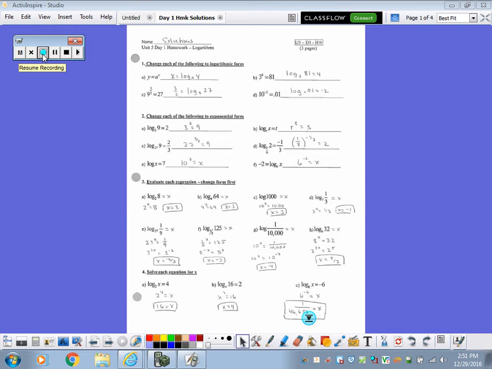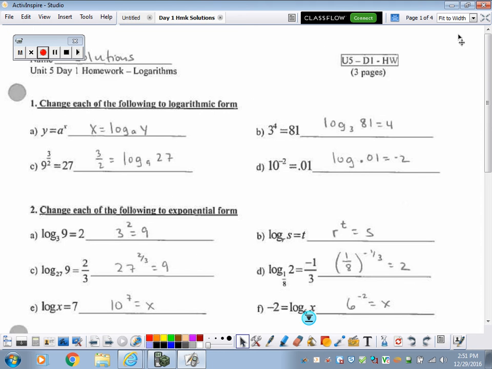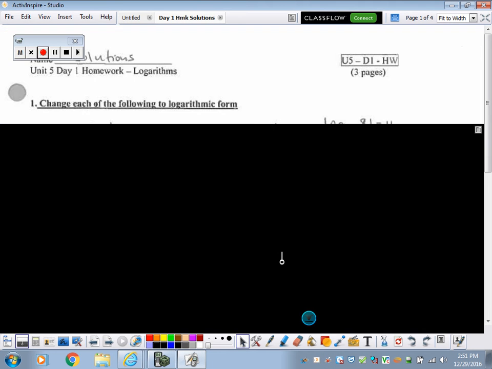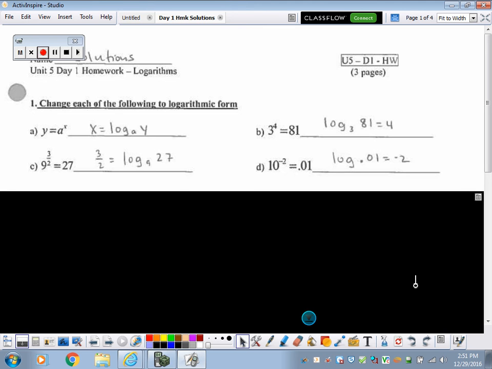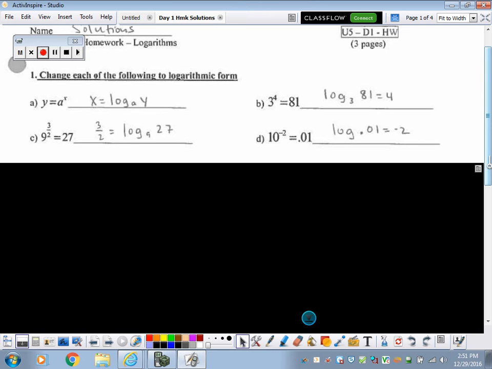Okay, we're going to go over the day 1 homework. So take out your day 1 homework and we'll go over the answers. In the first part, we're going to change each of the following to logarithmic form, given the exponential form.